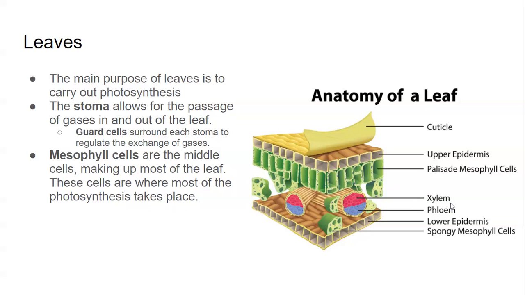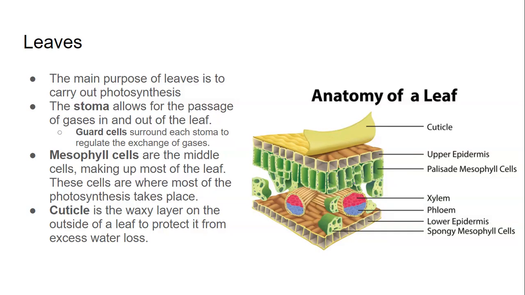And you'll notice here in this picture that there are actually two different types. You have palisade, which are these really rectangular ones just below the epidermis. And then you also have the spongy ones, which are in the middle. And these are a little bit different in their shape, and also not quite as compacted as the palisade ones are.